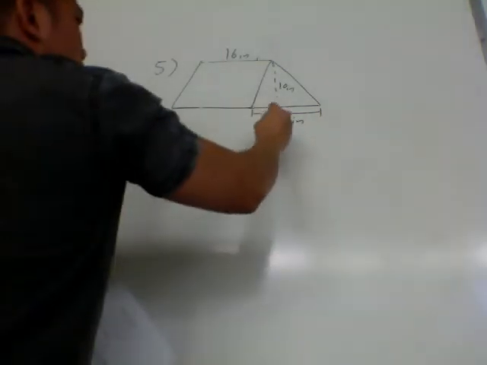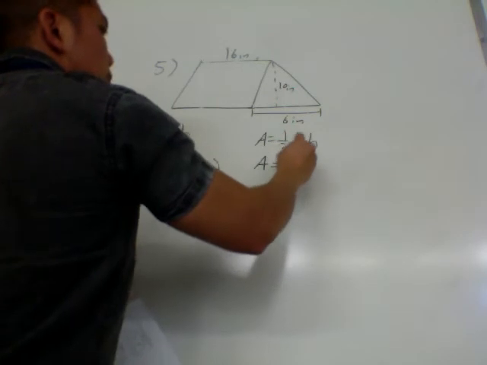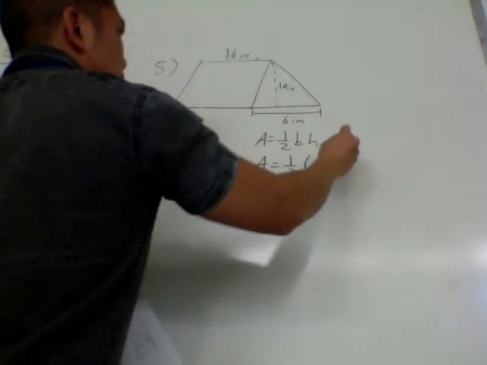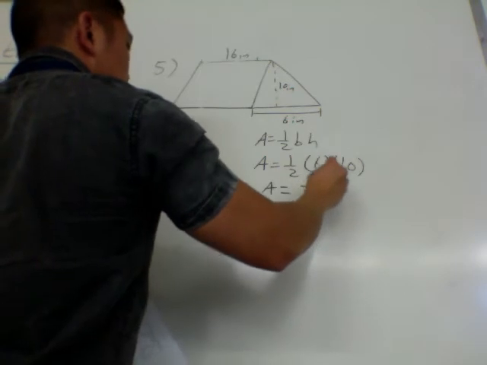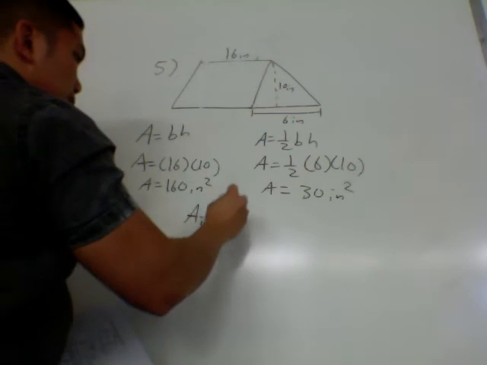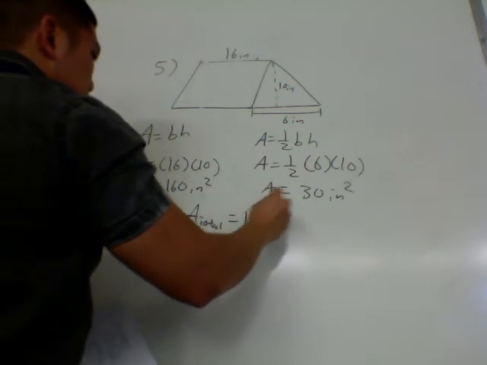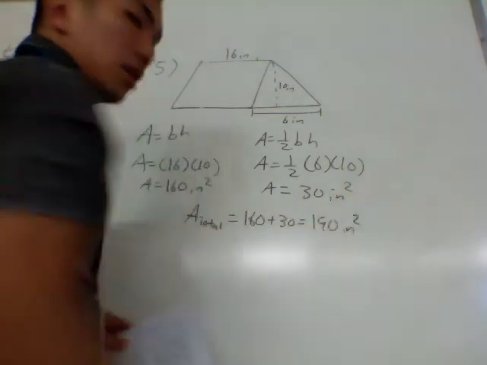And the area of the triangle is 1/2 times base times height. So area is equal to 1/2 times 6 times 10. So the area here is just 30. And then the area total is just 160 plus 30. And that's 190 inches squared.